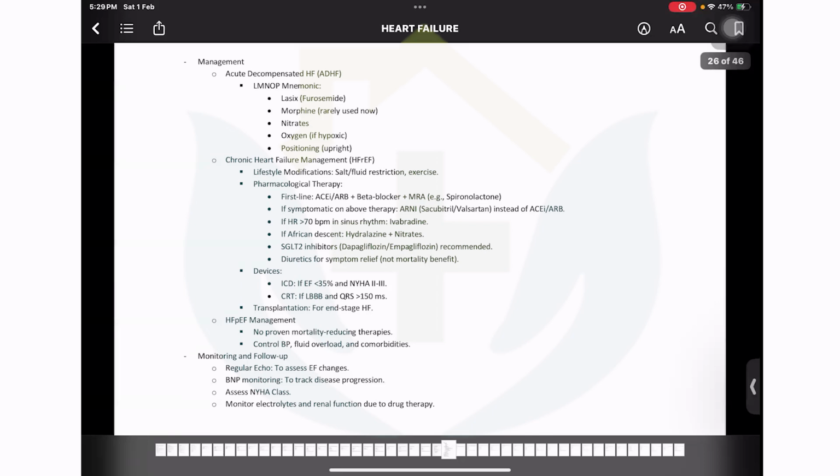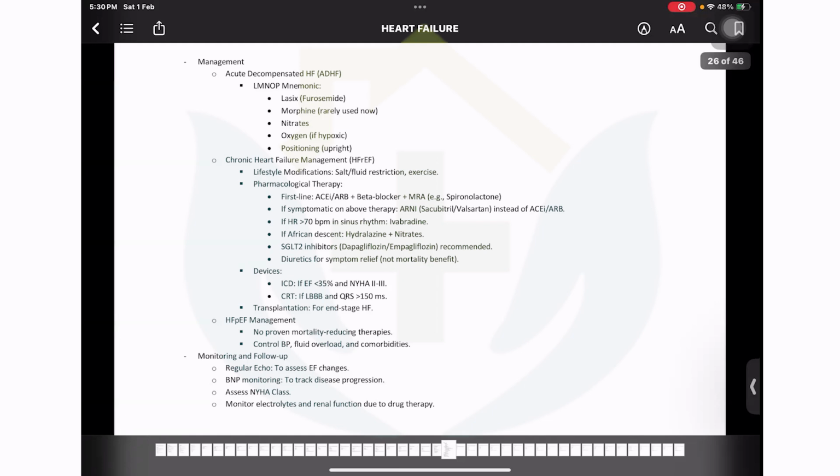ACE inhibitor, ARBs, beta blocker, MRA, SGLT2 inhibitors, ARNI, and then if the heart rate is more than 70 beats per minute, specifically on treatment, then ivabradine. If the patient has a frequent decompensation, then you will like to use isosorbide, that is hydralazine plus nitrate. Diuretics are only for symptomatic relief. When the PA pressures are more than 40, you will add diuretics and try to unload the preload. Devices, ICD is indicated when the EF is less than 35% and the NYHA class breathlessness is 2 or 3. Transplantation is recommended for end-stage heart failure.